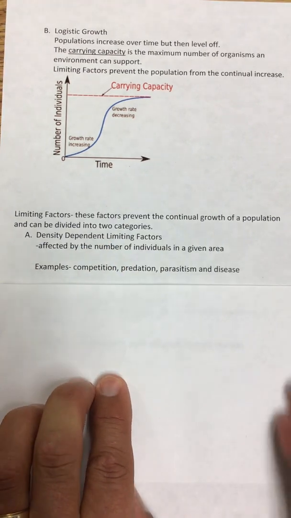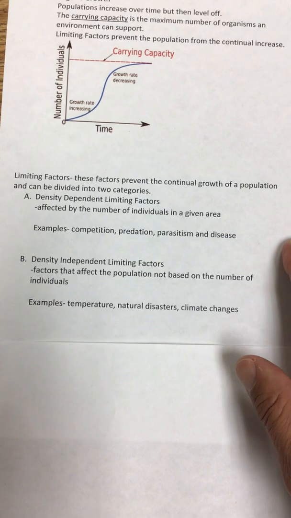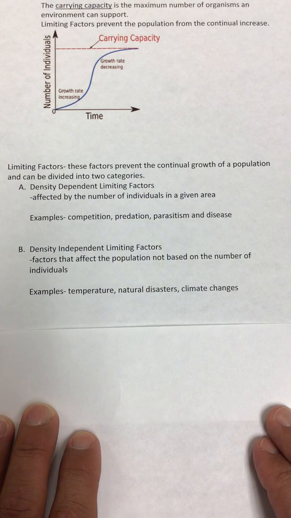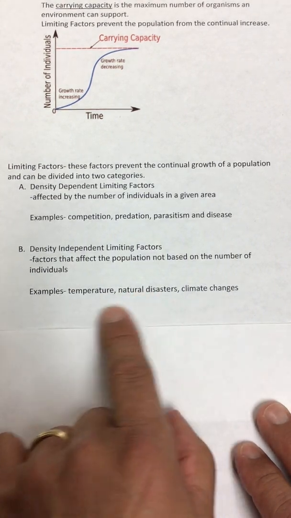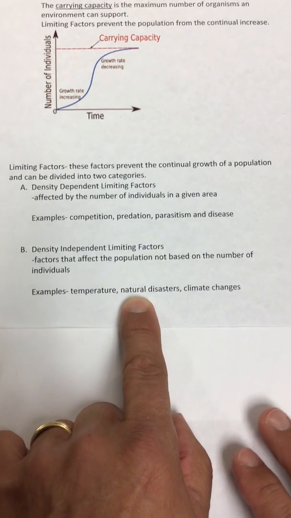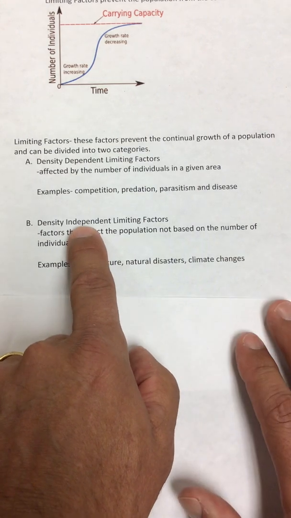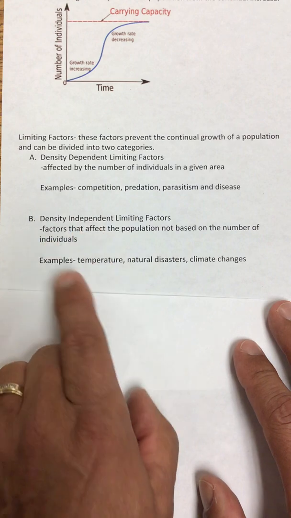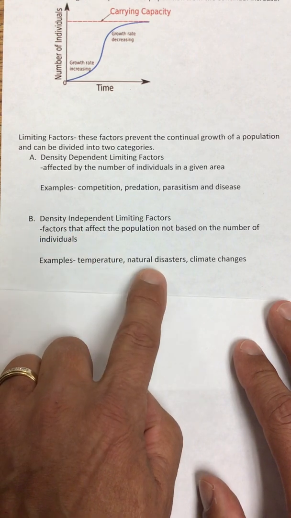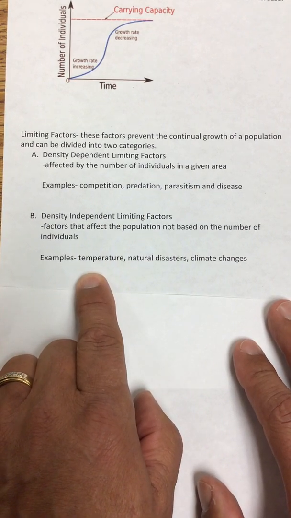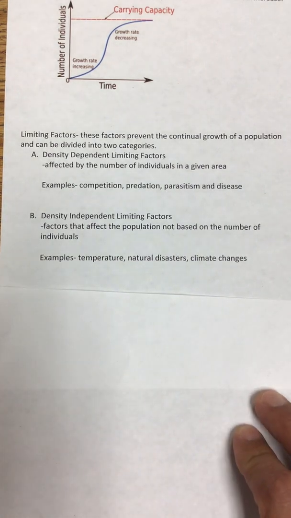If we have something that's density dependent, we're also going to have something that is density independent. So these are factors that affect the population not based on the number of individuals. So climate changes, temperature, natural disasters, that's going to be an example of density independent. Okay? Independent means it is not relying on the number of organisms present there. So classic examples, again, climate change, natural disasters, anything to do with temperature changes, those are going to be density independent. So this is a review of population density and population growth.